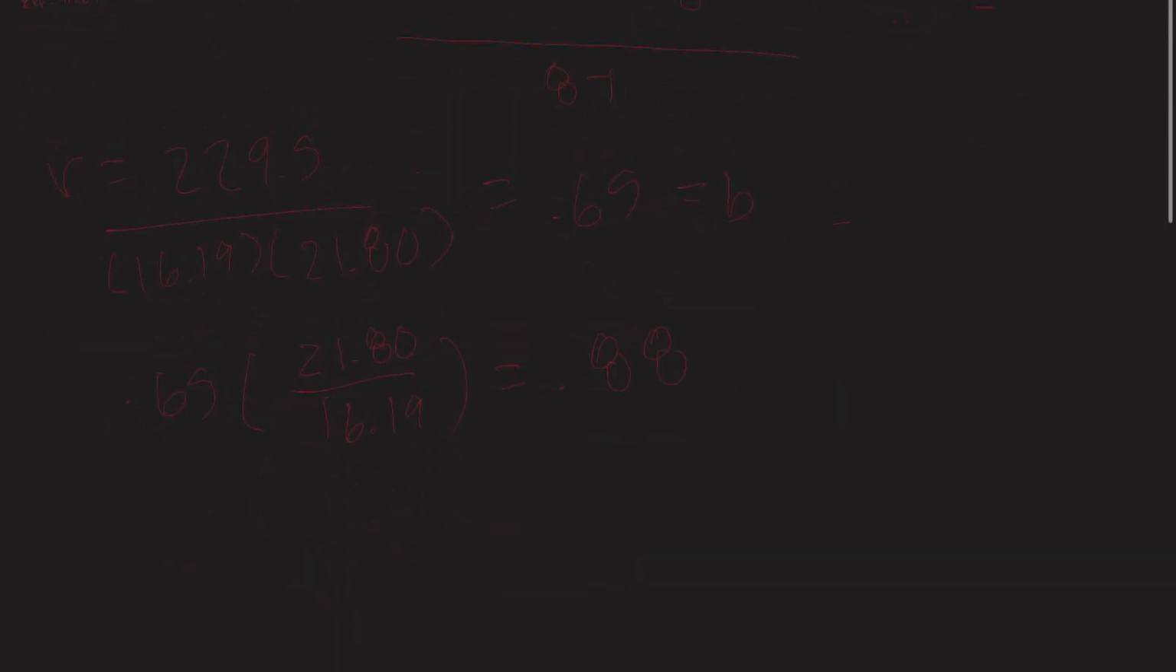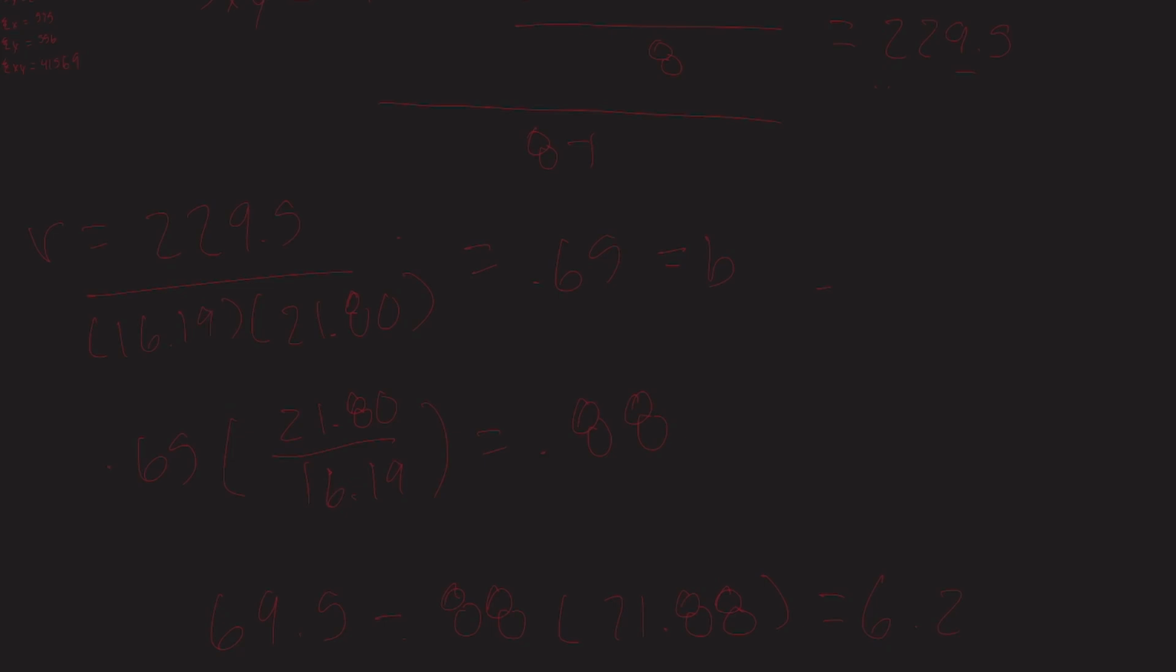After that, we need to get our y-intercept, and our y-intercept is the mean of y, which is 69.5, minus b, which we just got, which is 0.88, times the mean of x, which is 71.88. We plug that into our calculators, and we get 6.24.